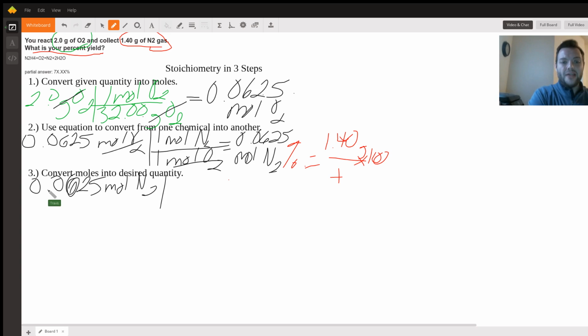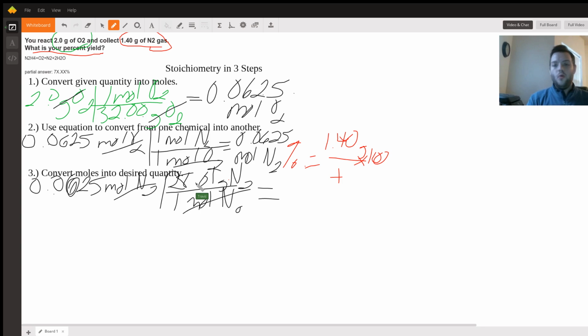And again, we go back to the periodic table. If 1 atom has a mass of 14 grams per mole, then a molecule of 2 atoms would have a mass of 28.01 grams of N2 for every 1 mole of N2. That means then our theoretical yield would be approximately 1.77 grams.